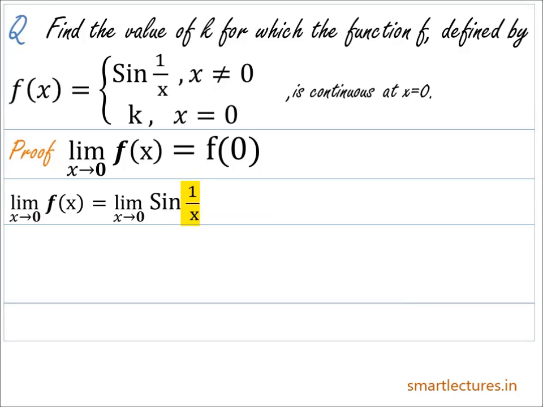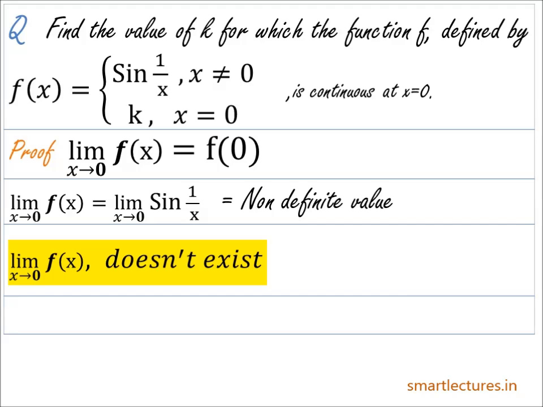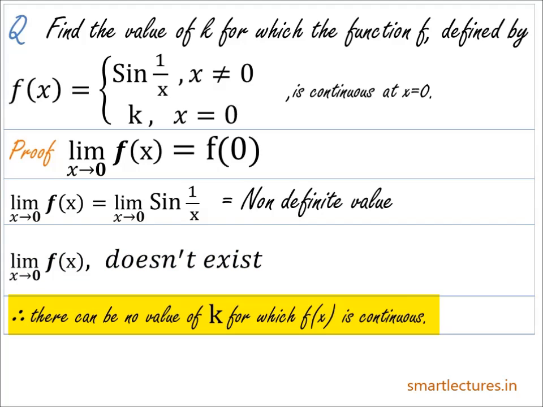So it won't be a definite number. It won't be a fixed number or a definite number. So we won't have a definite number in this case. So we can say the limit of the given function when x approaches 0 doesn't exist. And now if its limit doesn't exist, then that means this function cannot be continuous. So there can be no value of k for which the given function will be a continuous function.